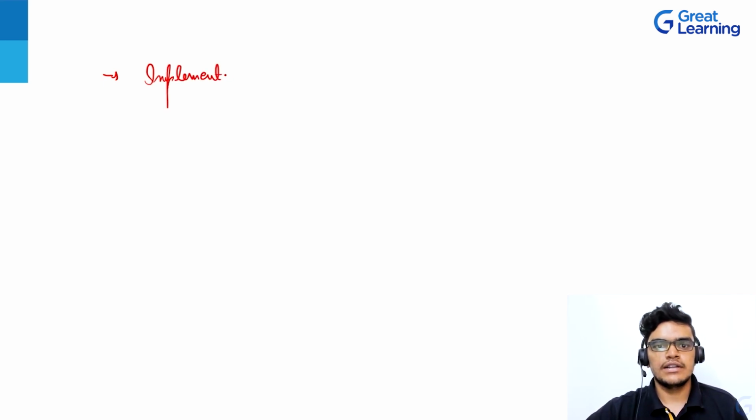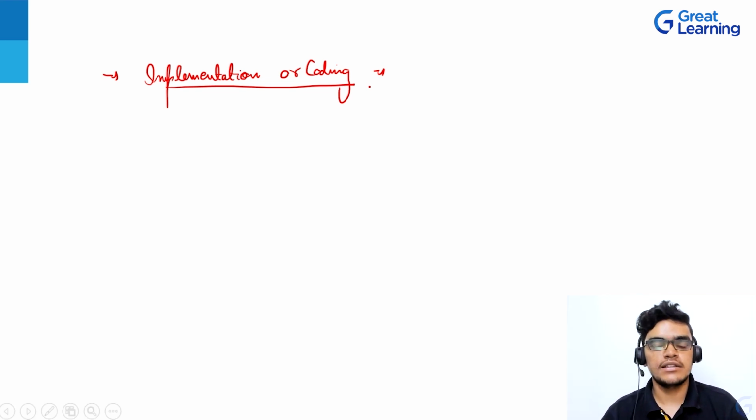The next phase that we are having is implementation. Let me write here implementation, or you can say coding. We have already seen two phases of the software development life cycle. The first phase was requirement gathering and analysis. The second phase was design. And now we are going to learn about implementation or coding. So now let's discuss this phase.